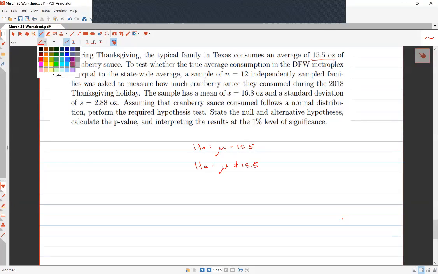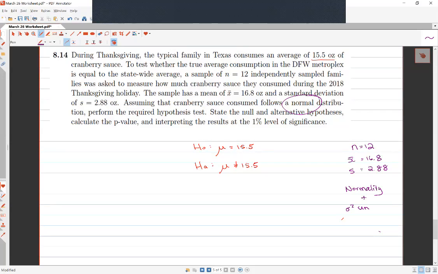The data that we collect for a sample of size 12, we find average consumption of 16.8 ounces and a sample standard deviation of 2.88 ounces. And we have a normal distribution as a reasonable assumption here. That being said, we have normality, but our population variance is unknown. Normality and unknown variance means we're going to use a t-test.